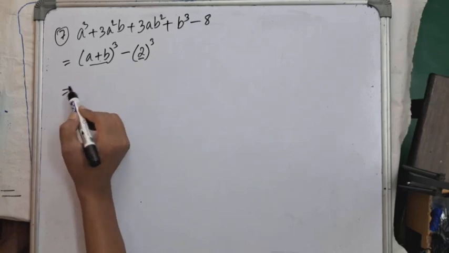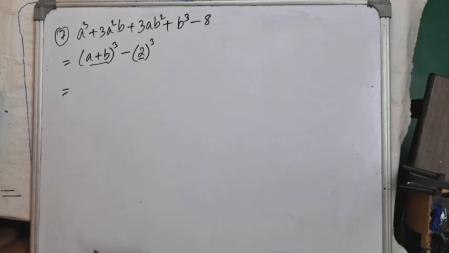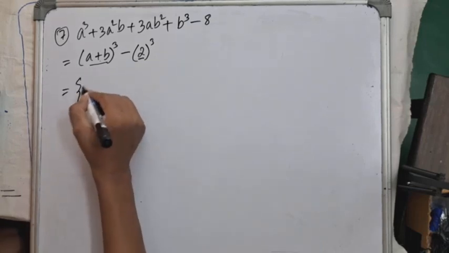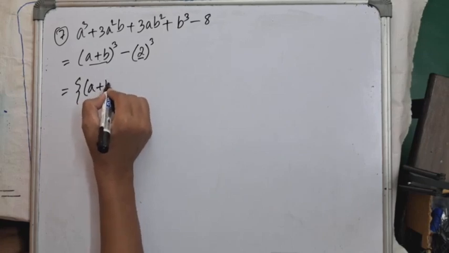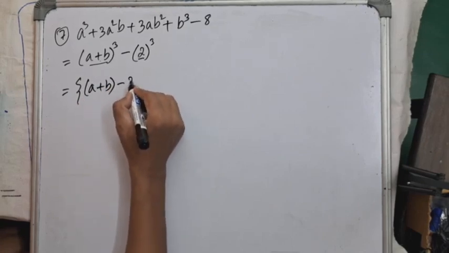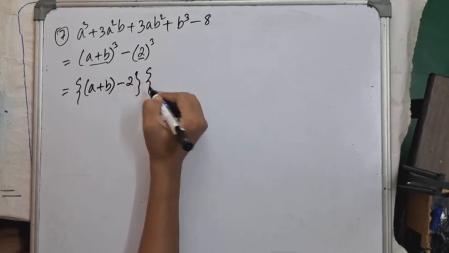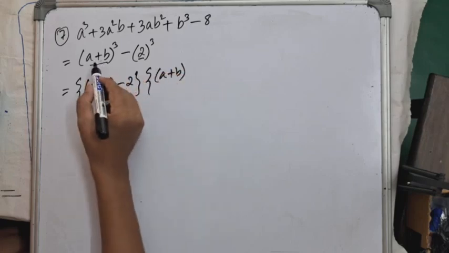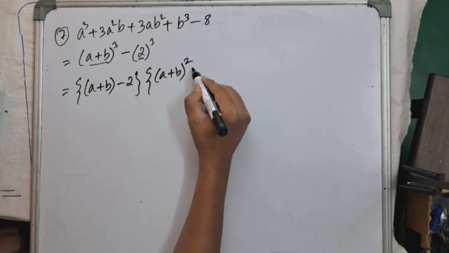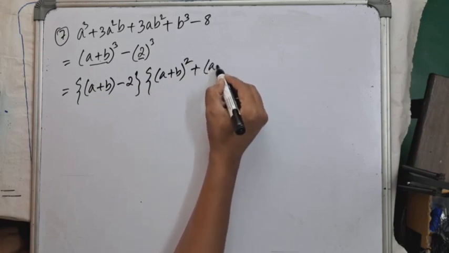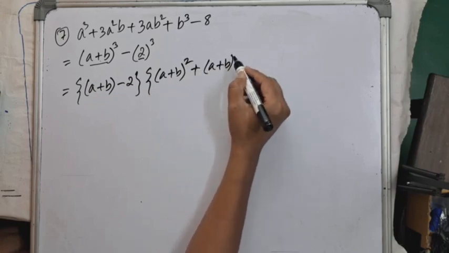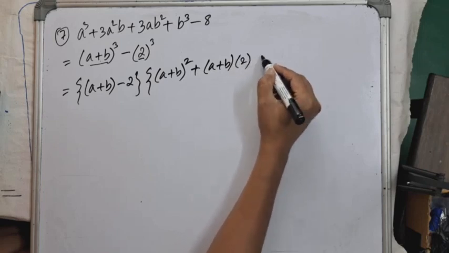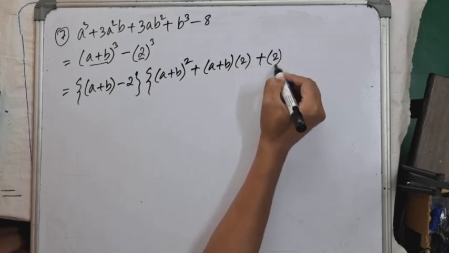Now let's apply the formula for a cube minus b cube. A cube minus b cube is a minus b into a square plus ab plus b square. Here a plus b is a, so this is a square plus ab, this is a and b is 2, ab plus b square.